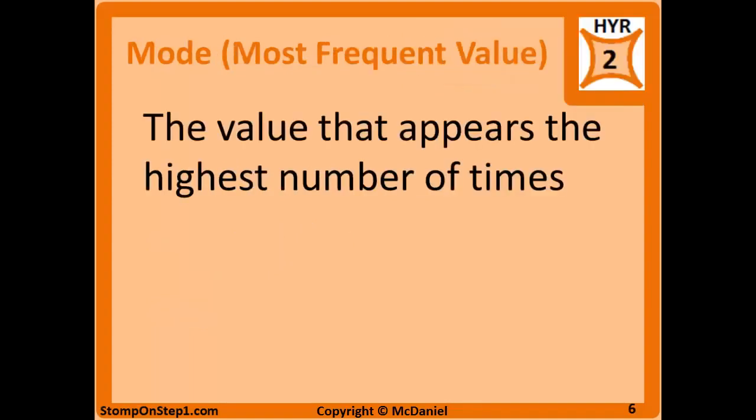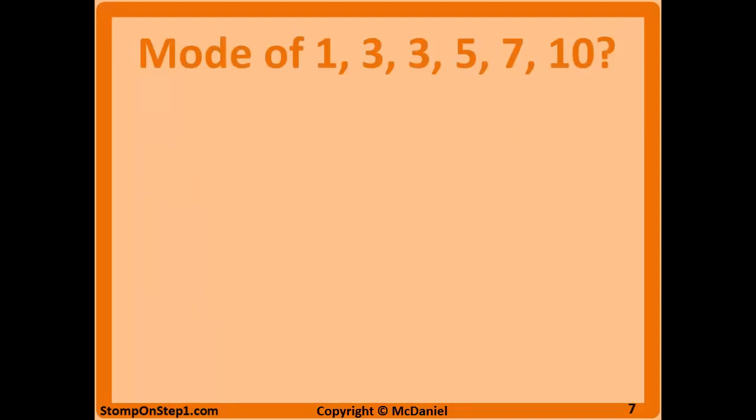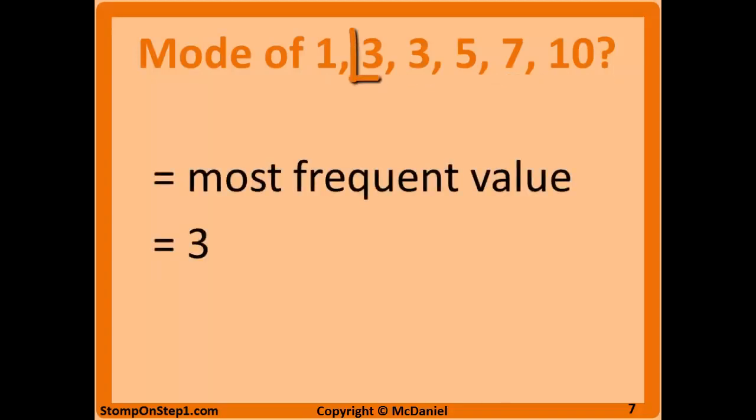The last measure of central tendency is mode, which can just be thought of as the most frequent value, and it's the value that appears the highest number of times in the data set. And it is the most robust of the 3. To illustrate how to calculate mode, what would be the mode of these 6 values? Well, you look and you see that 3 is on there twice, and the other ones are only on there once, so the mode is 3.